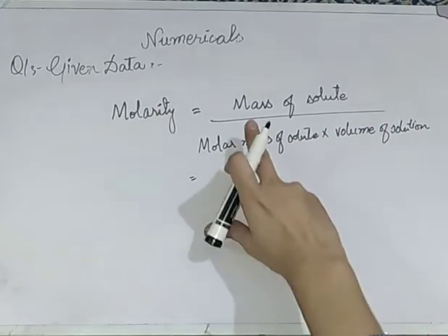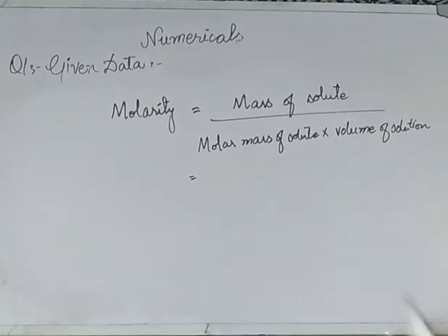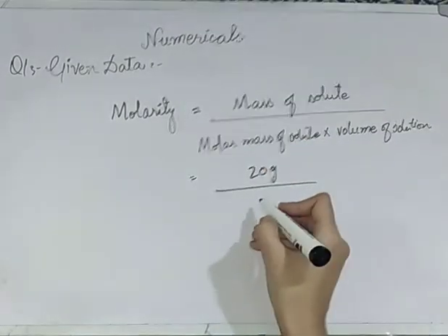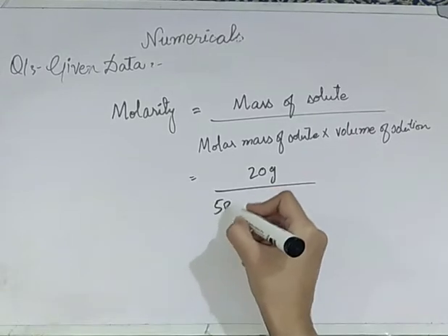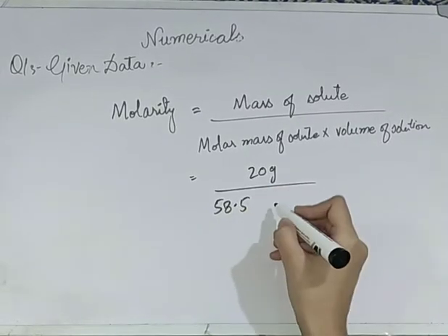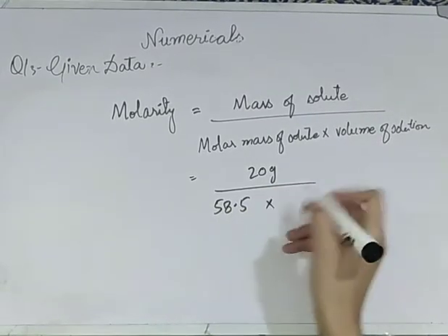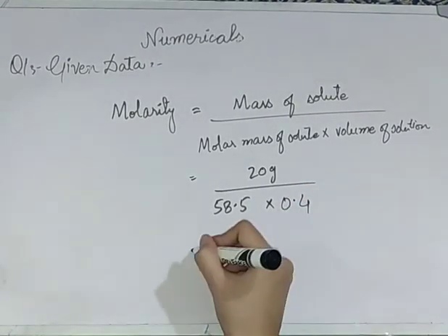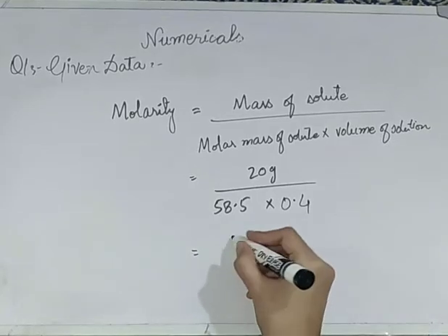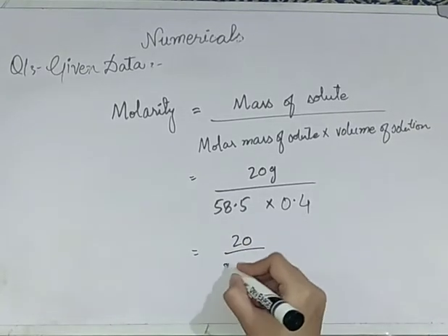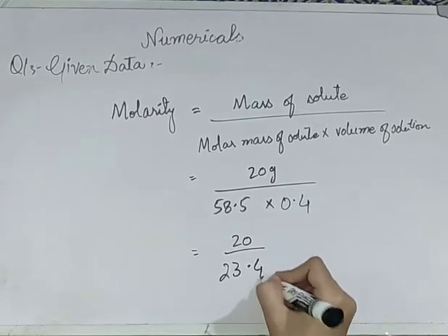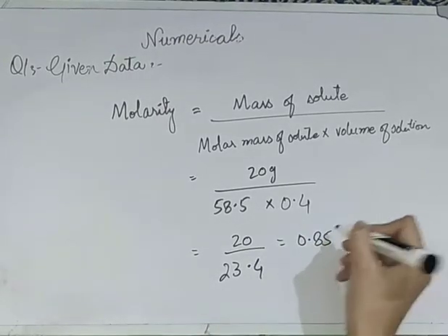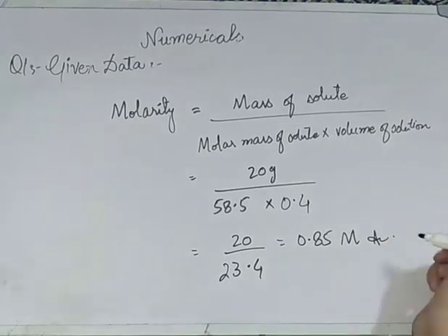Put the values in its place. Mass of solute was 20 grams. Molar mass of solute was 58.5 gram per mole multiplied by volume of solution was 0.4 decimeter cube. We'll calculate it. Equals 0.85 molarity. It is the answer.